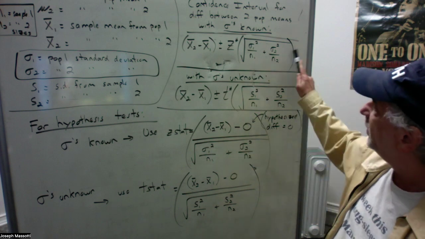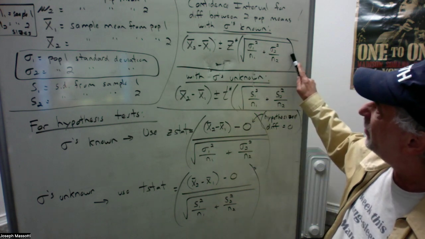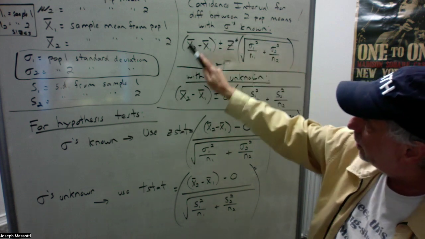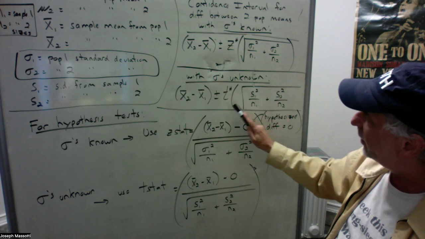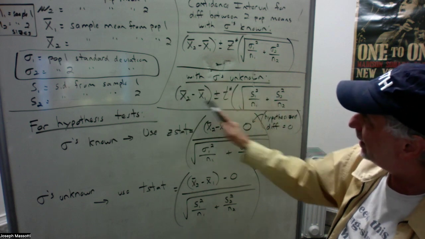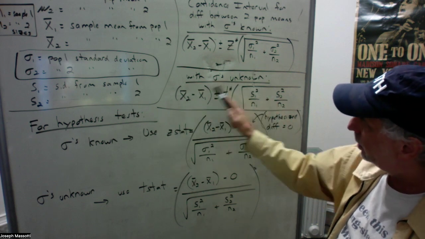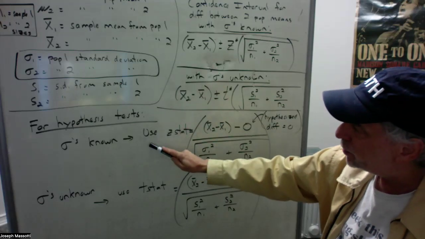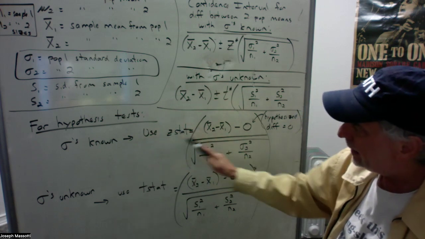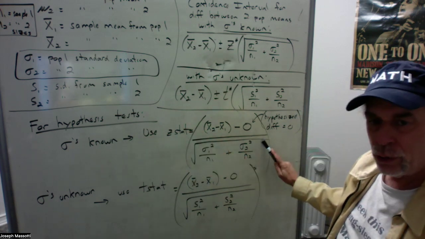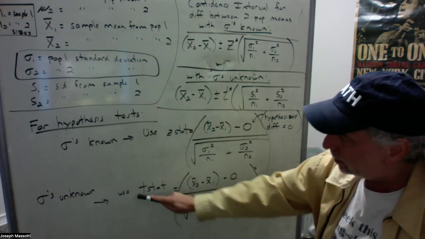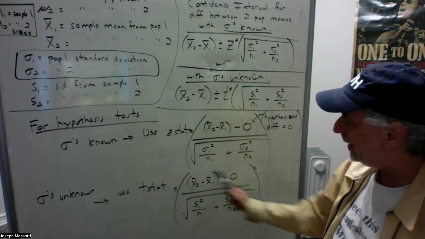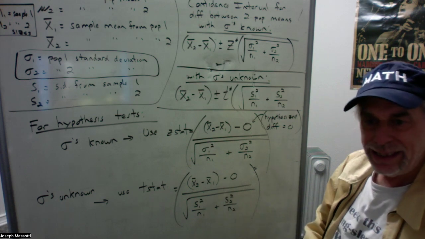All right, so confidence interval for the difference between two population means when sigma is known. Confidence interval for the difference between two means when sigmas are unknown. Hypothesis test for the difference between two population means when the sigma is known, a z statistic, and a standard normal table. Population standard deviations unknown. We use a t statistic and the student's t distribution.